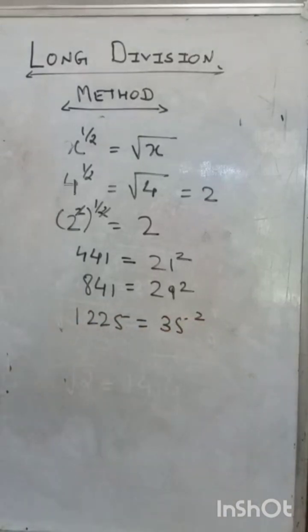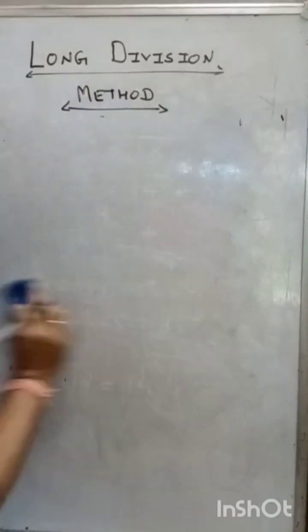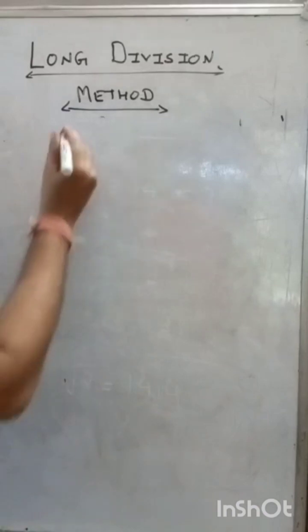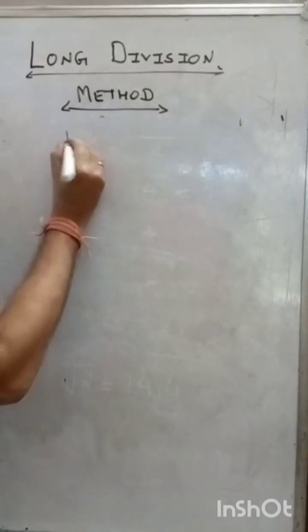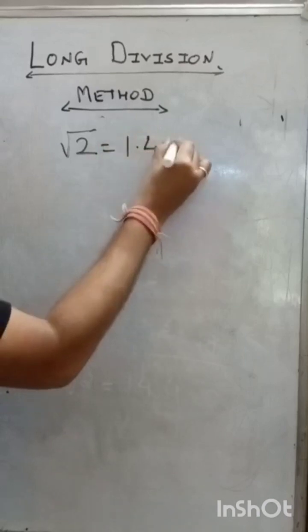So in perfect squares there is no problem, you can cross verify by the multiplication method also. But in case of the long division method you have to learn how it works, and you can find out the complex value by the long division method. Suppose I take a simple example. Under root 2 is 1.414.